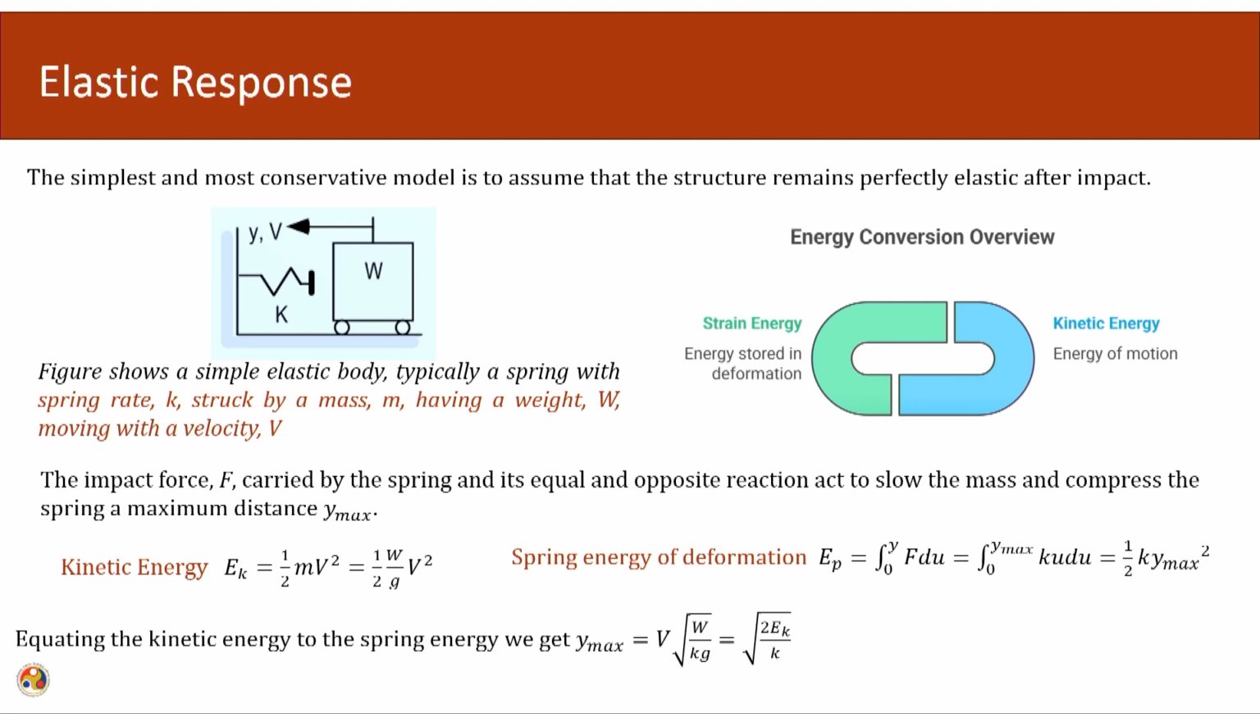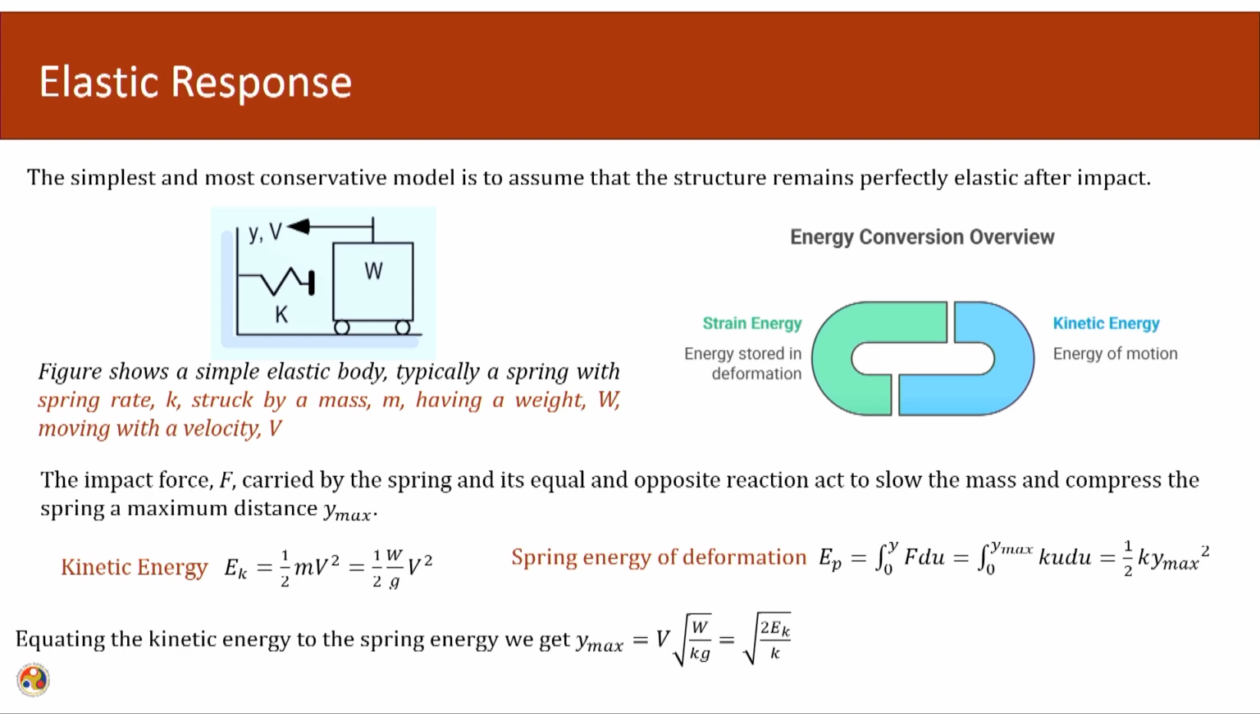Let us say that this has been impacted by a force F. The impact force F carried by the spring and its equal and opposite reaction act to slow the mass and compress the spring, at a maximum distance y max. The kinetic energy in the body will be half m v square, and the spring energy in the deformation will be half k y max square.